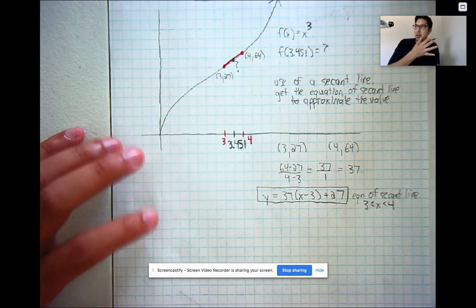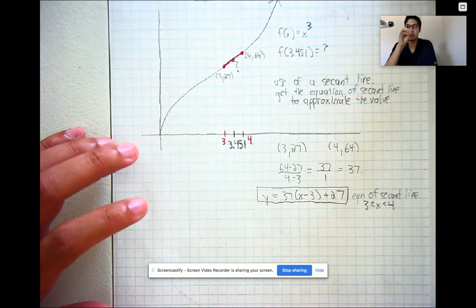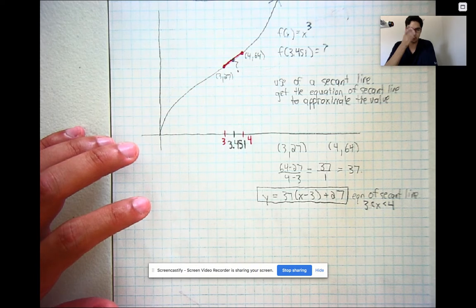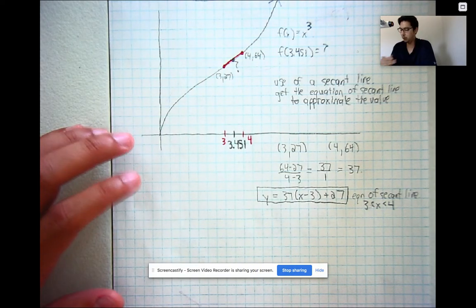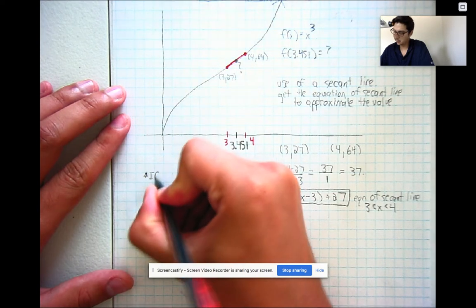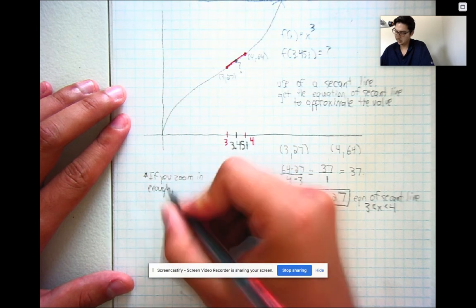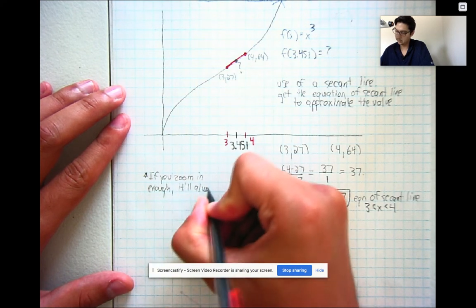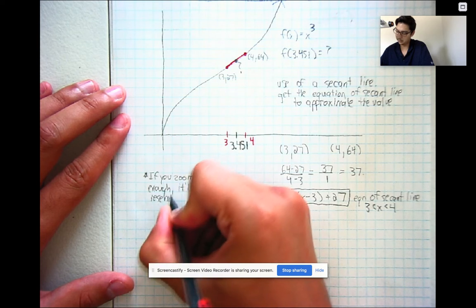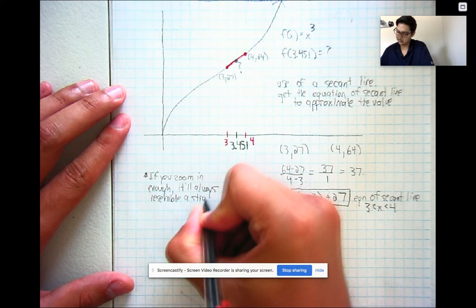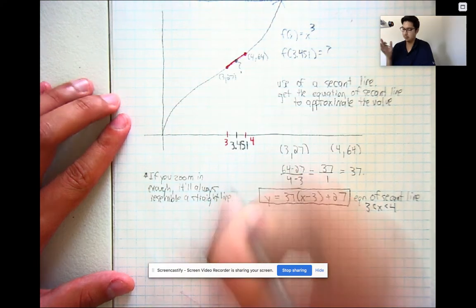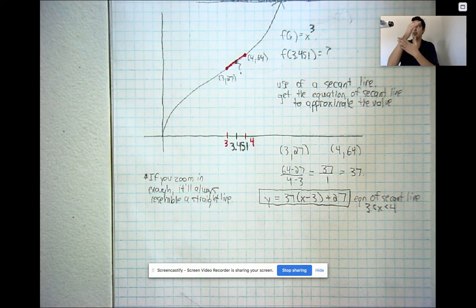Because one thing to notice is that at any point on any curve, if you zoom in enough, it always looks like a straight line, right? If you zoom in enough, it'll always resemble a straight line. Because for a line to curve, it's curving slowly. And if you look infinitely at the minuscule numbers that are happening there, that change is going to be so small where it looks like a linear rate of change.